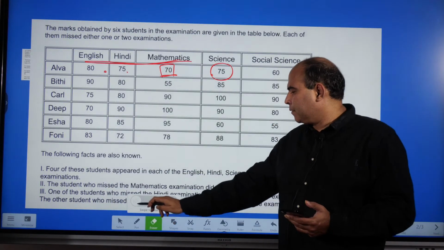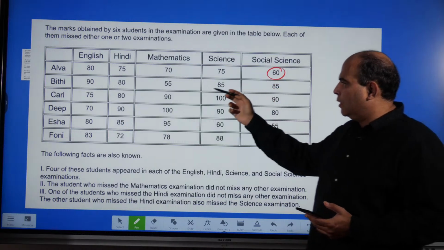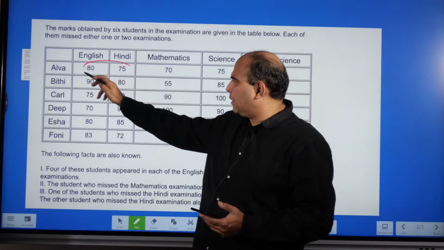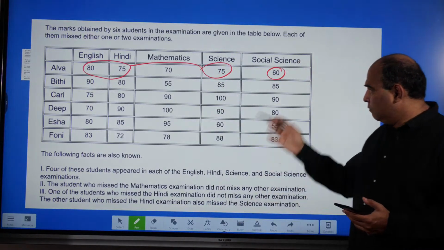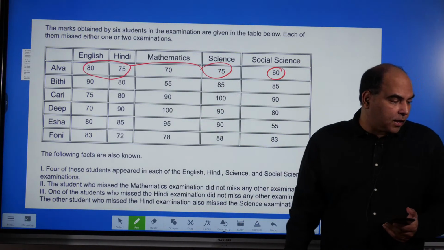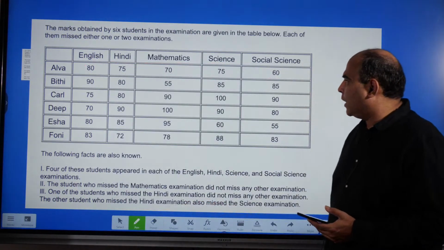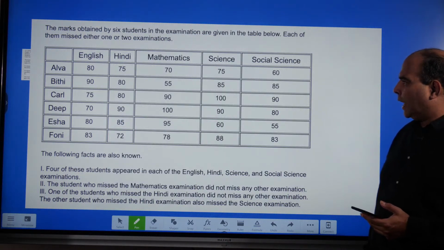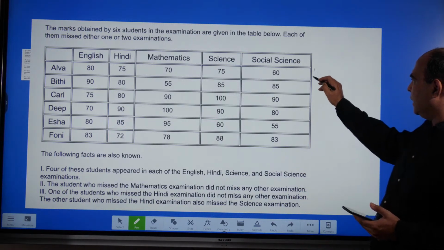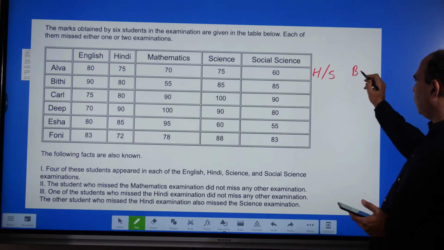The answer is no, because if she is missing the Social Science exam, the score allocated to her will be the average of these three, which will be definitely more than 60. So based on this information, we can come out with this logic inside this question that Alva has missed either Hindi or science or both of them.